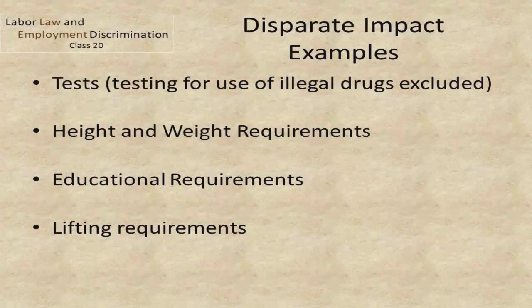That's what we call treatment. What's the other type of discrimination? Impact, which is what? Unintentional. That can show up in several ways. It can show up in the tests. Tests can be a form of discrimination. Height and weight requirements may be a form of discrimination. Educational requirements may be a form of discrimination. And lifting requirements may be a form of discrimination.